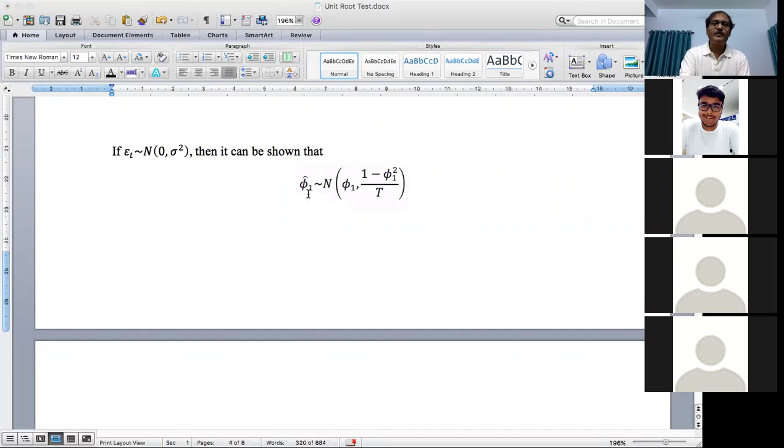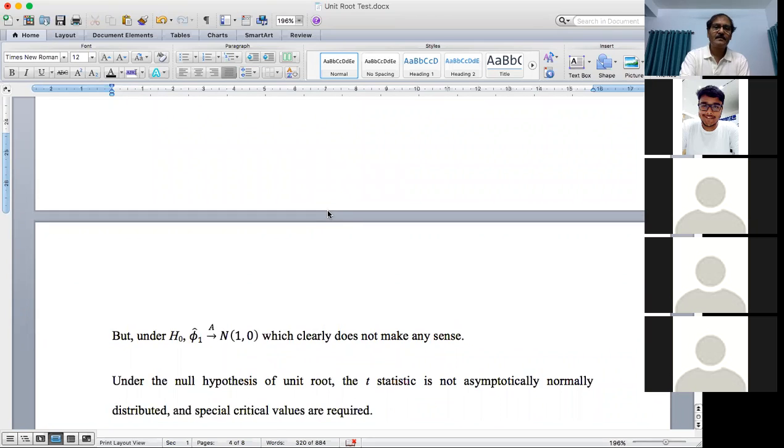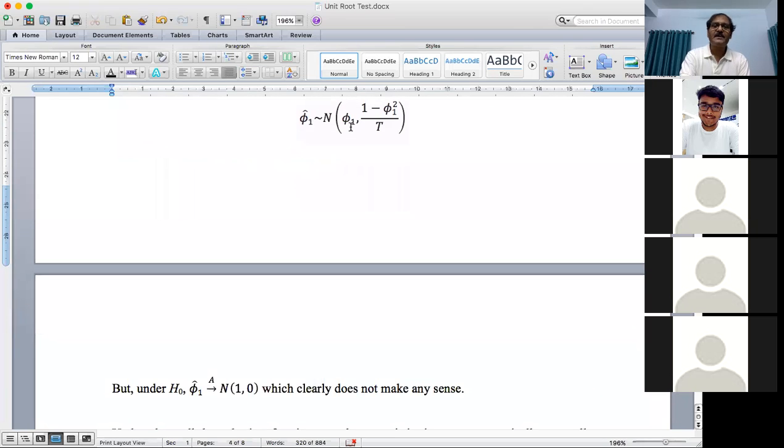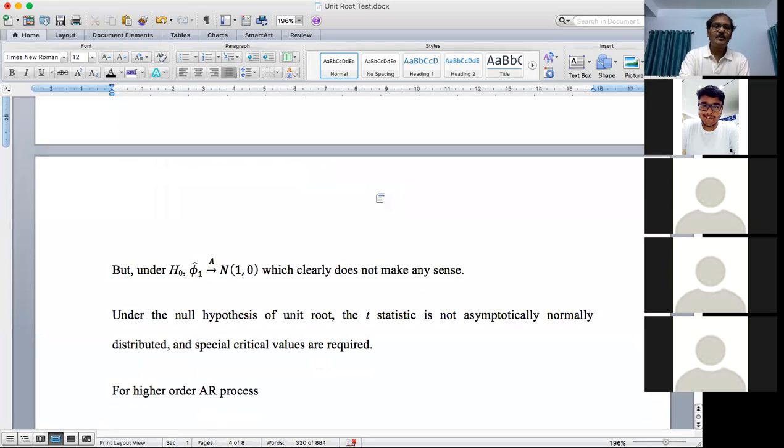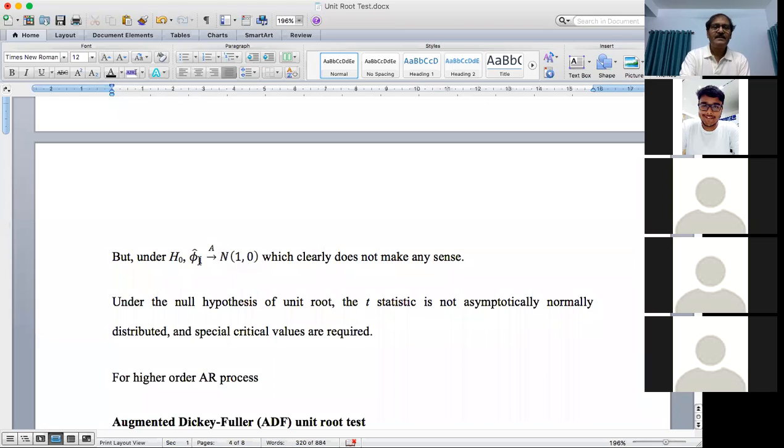So this is the estimated value for phi 1 and its distribution looks like this. Now under null hypothesis, the value of phi 1 is equal to 1. So under null hypothesis, the mean value of this distribution will be 1, and if you set phi 1 equal to 1, the variance becomes 0. So under the null hypothesis, the distribution of phi 1 hat will be normal with mean value 1, variance 0.